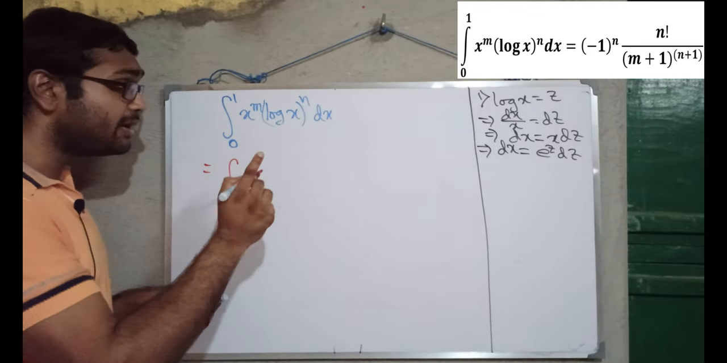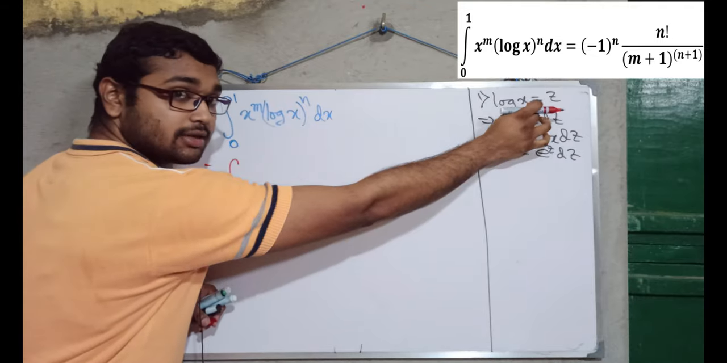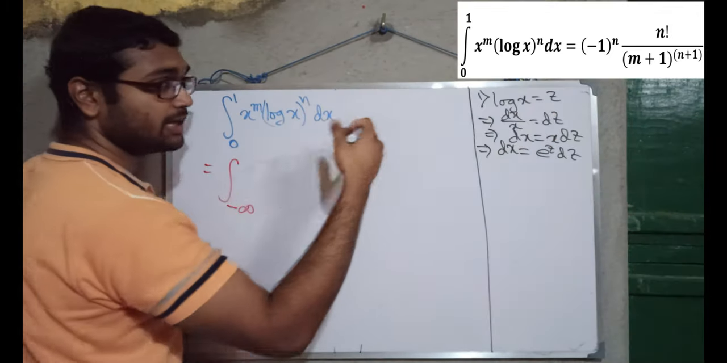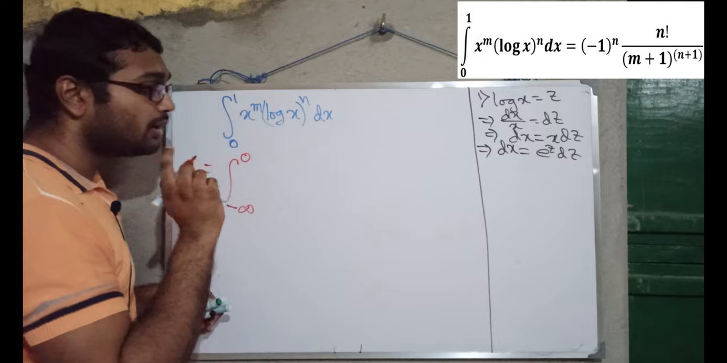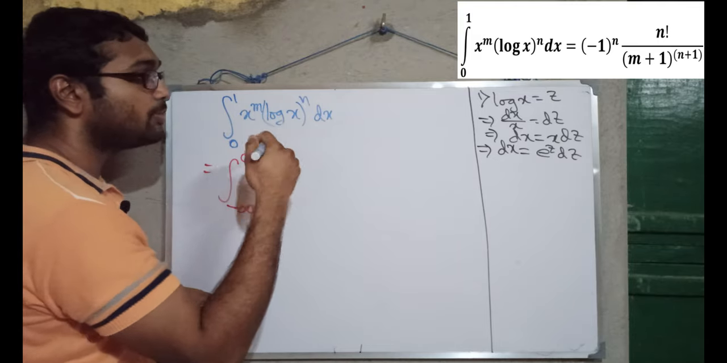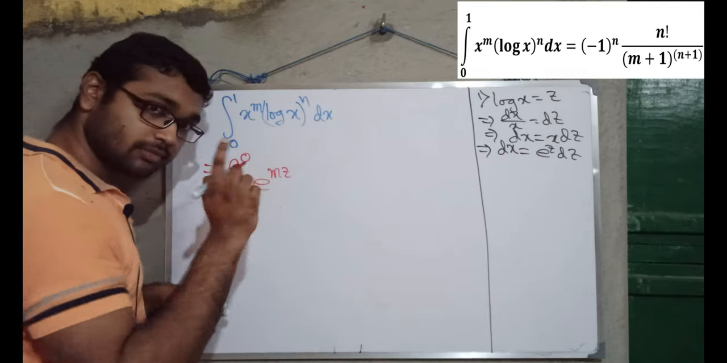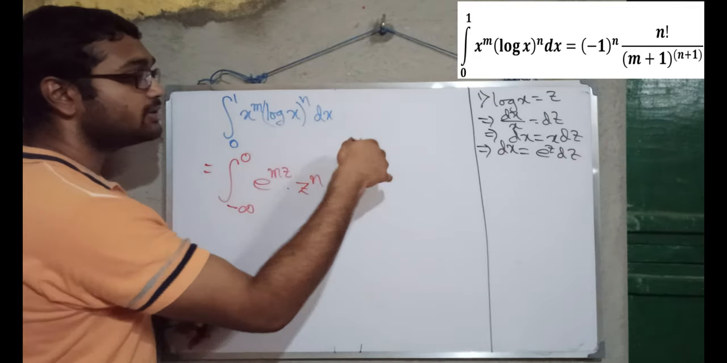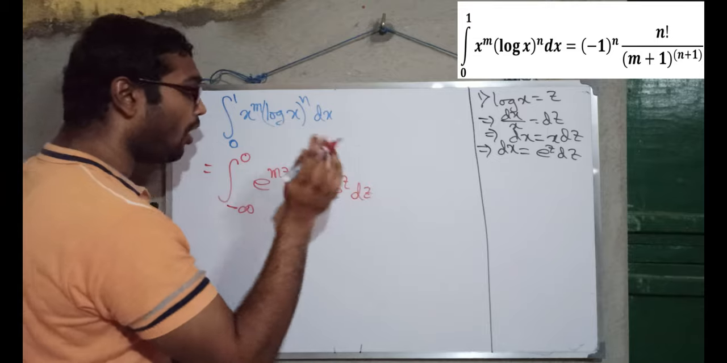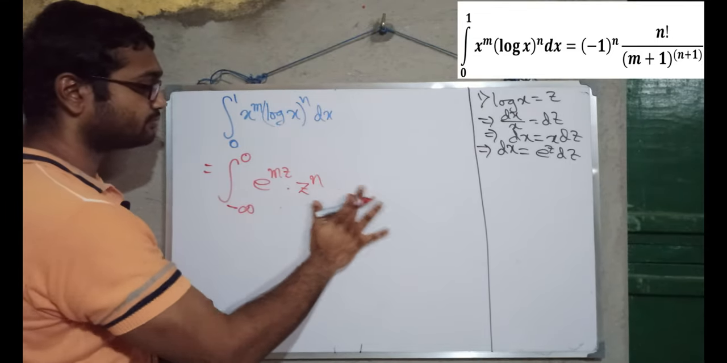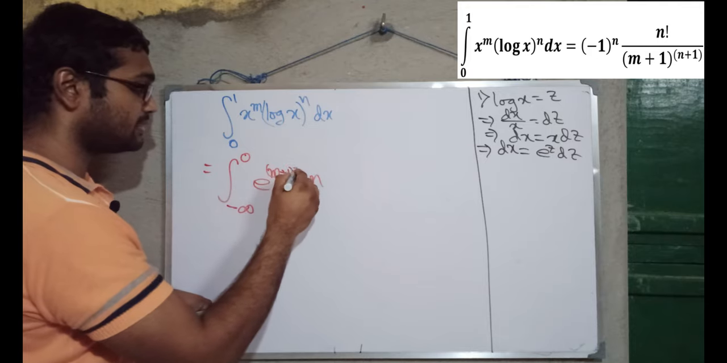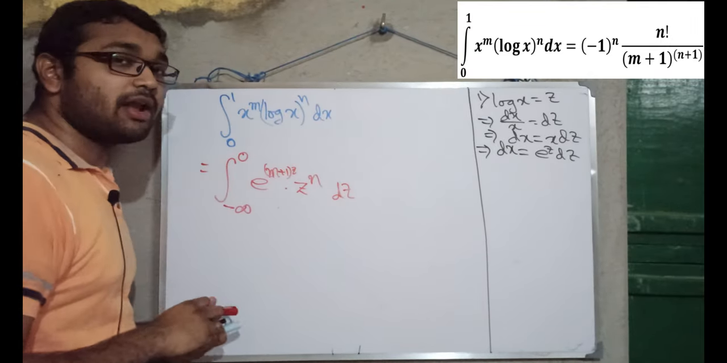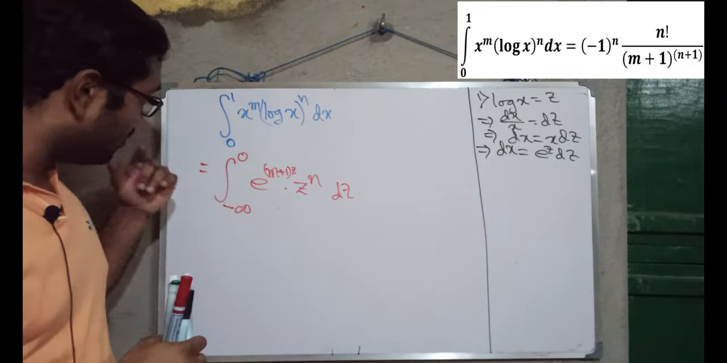So the limit becomes, when you put 0 in place of x, the log of 0 is minus infinity. So this one is minus infinity. When you put 1 in place of x, it is log of 1, so it is 0. Now, e to the power x m will be converted into e to the power mz. And this log x will be z to the power n. And then again, dz is e to the power z dz. Or we can write it in a simple way, e to the power (m plus 1)z dz. Now we have arrived at an integral where there is 0 and infinity.